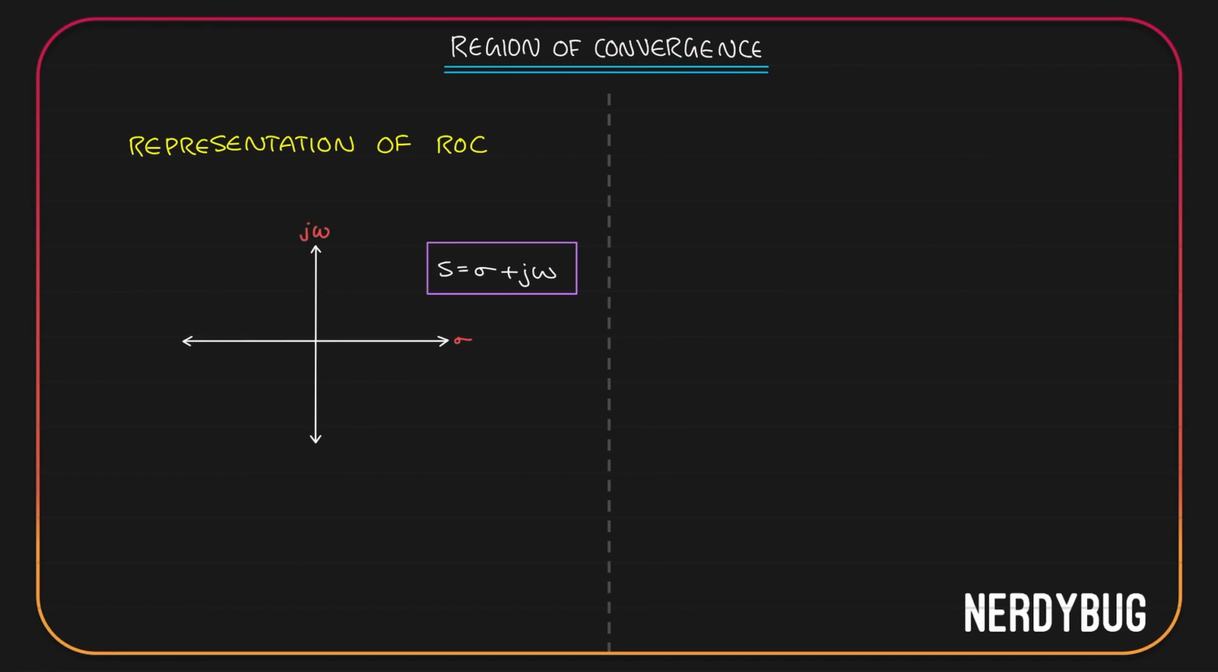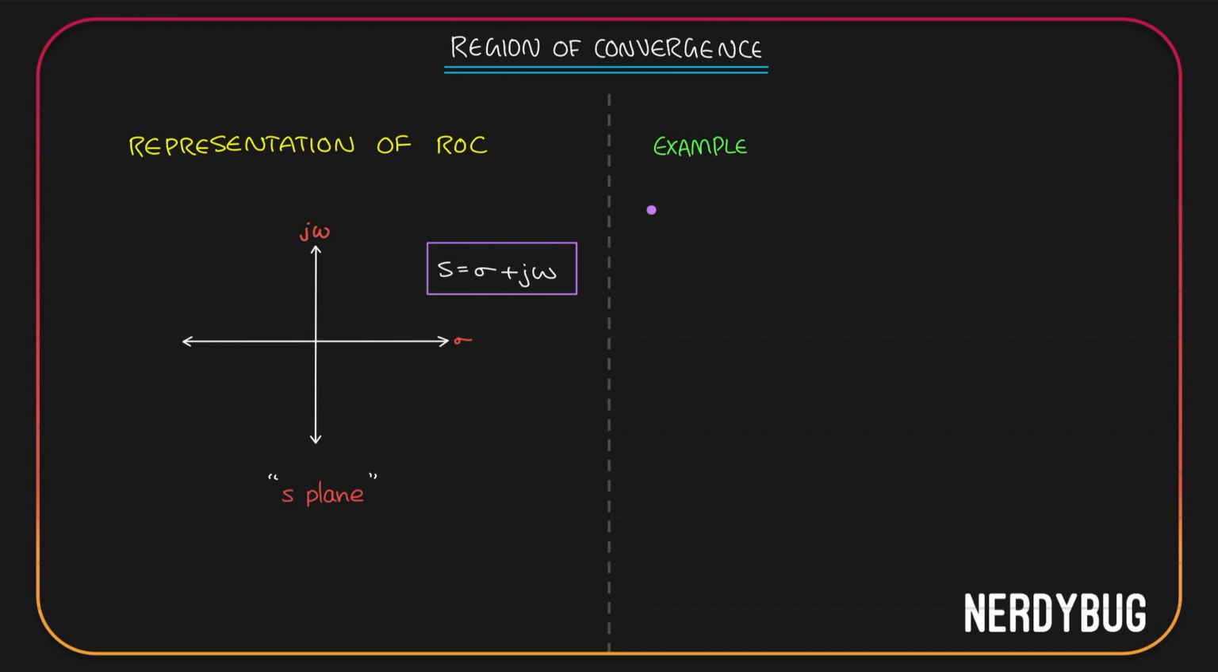Let us now learn how to represent the region of convergence of Laplace transform of a signal. We know s is sigma plus j omega, sigma being the real part and omega being the imaginary part. We take sigma on the x axis and omega on the y axis. We call this the S plane. Let us see an example to see how region of convergence can be represented on an S plane.